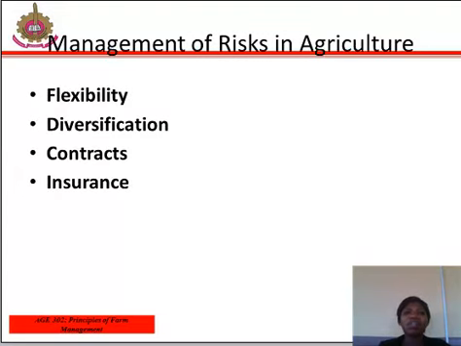The following methods can be used to reduce the effect of risk and uncertainties in farming. 1. Flexibility. Flexibility means planning in such a way as to be able to shift interest when favorable or unfavorable opportunities arise. It will not be advisable to have too rigid methods of production.